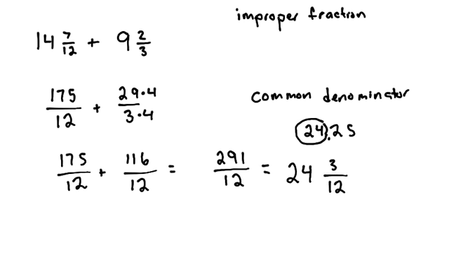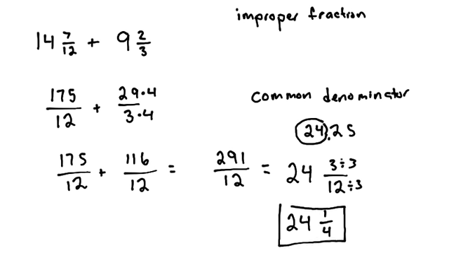A final step is to simplify our fraction. 3 and 12 have a common factor because 12 is divisible by 3, and so is 3. So we can divide top and bottom of our fraction by 3, and that gives us 24, and 3 divided by 3 is 1, 12 divided by 3 is 4. So our final mixed number is 24 and 1 over 4.